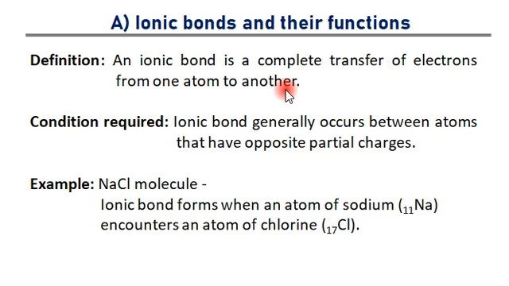The atom that donates the electron produces a partial positive charge, whereas the atom that accepts the electron produces a partial negative charge. The force of attraction between partial positive and partial negative atoms results in the formation of an ionic bond. An example is the NaCl molecule.